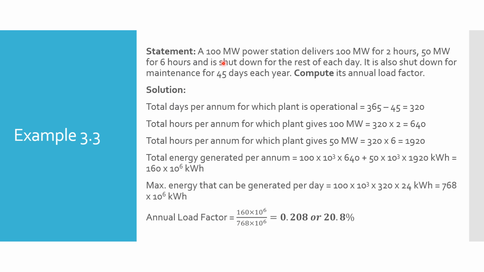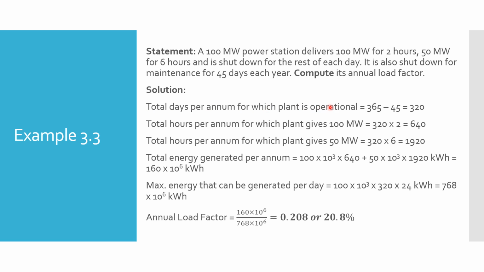In this example, we have a 100 megawatt power station that delivers 100 megawatts for 2 hours, 50 megawatts for 6 hours, and is shut down for the rest of each day. It is also shut down for maintenance for 45 days in each year. Compute its annual load factor. So you have to consider all of this schedule which has been given to you in the calculation of average load.